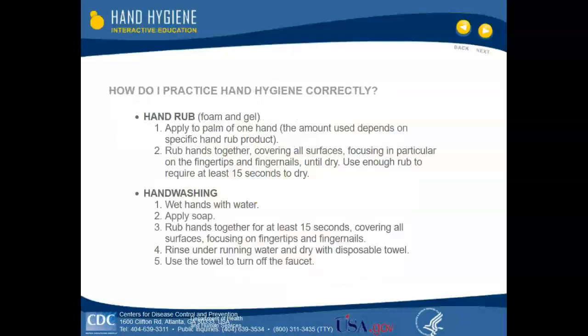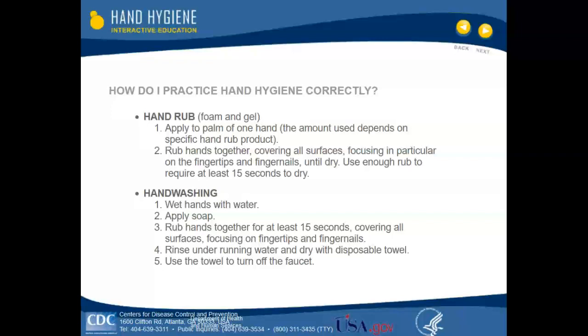To use an alcohol hand rub, you would apply the foam or gel to the palm of one hand. The amount used depends on the specific hand rub product, and then rub hands together covering all surfaces, focusing in particular on the fingertips and fingernails until dry. Use enough rub to require at least 15 seconds to dry.